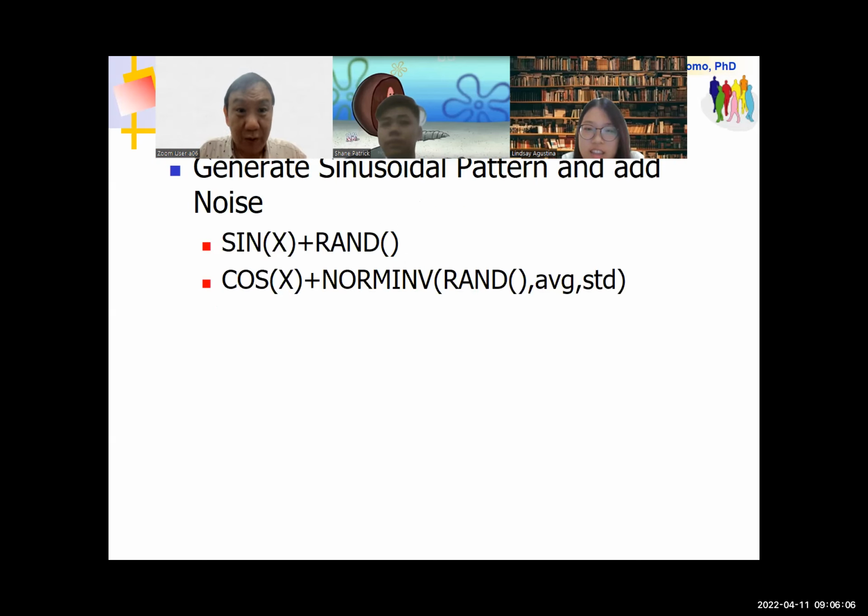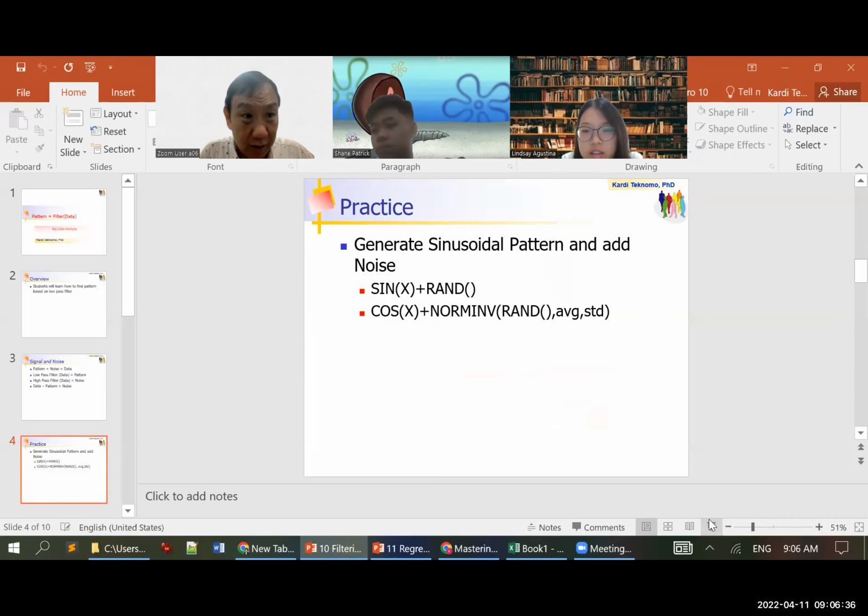Again, your data here is quantitative. So let's create a pattern, and then you add noise. This is the example that we will do using Excel. The pattern is sine x or cos x, and then you create a random noise, or we can create a normal distribution noise. This is called Gaussian noise or white noise. Let's do that in Excel.